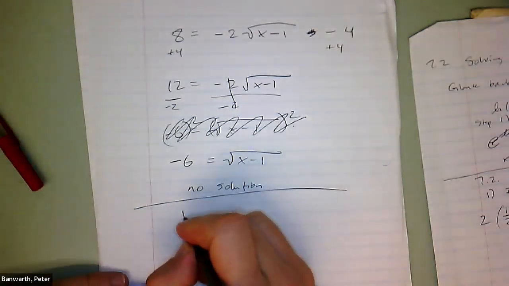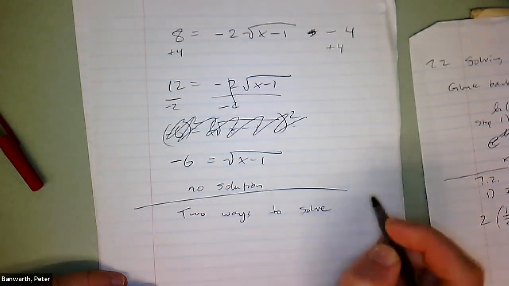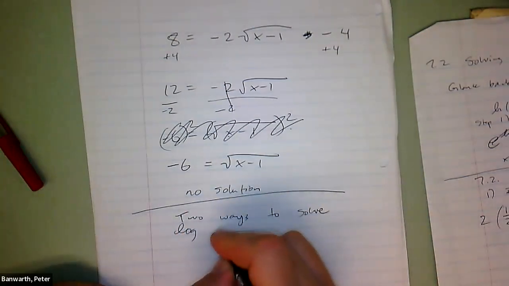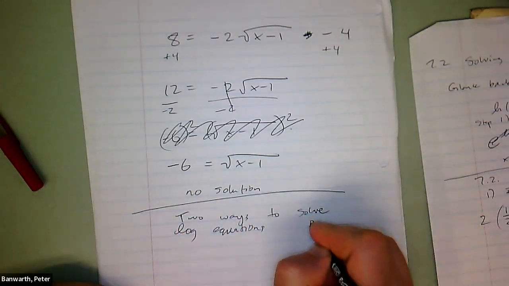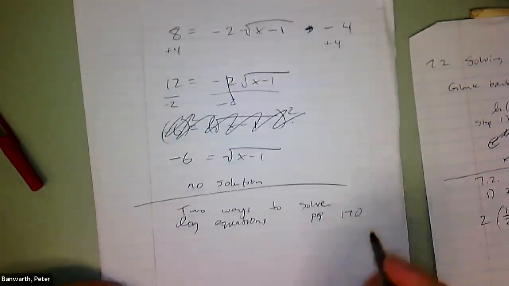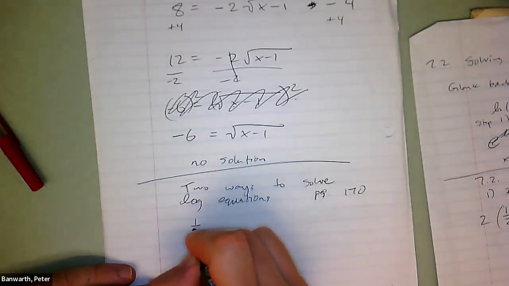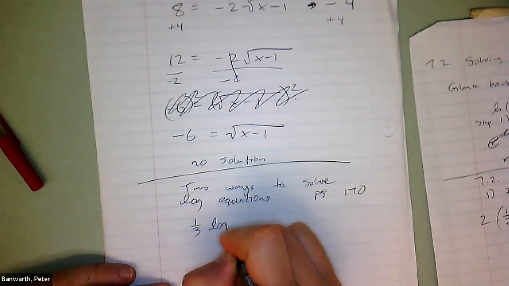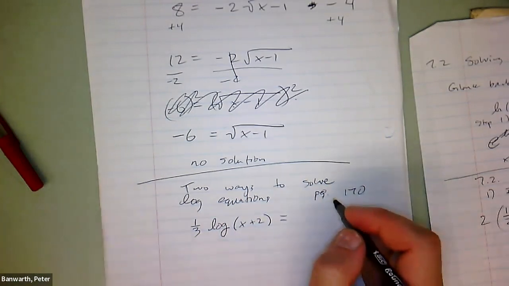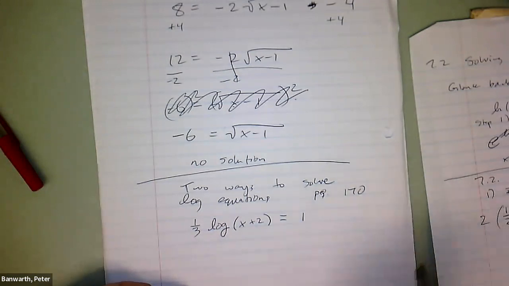All right, so 2 ways to solve log equations. This is page 170. So suppose I have something like 1/3 log base 10 of x plus 2 equals 1.